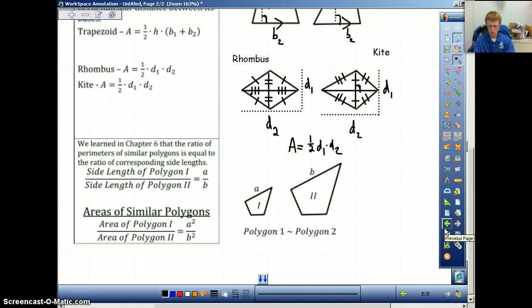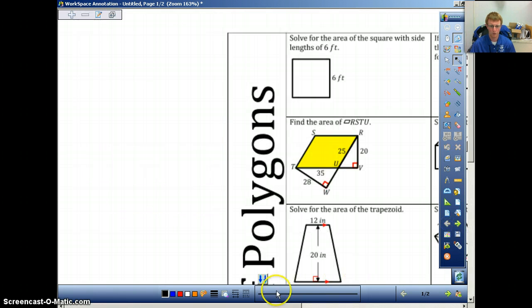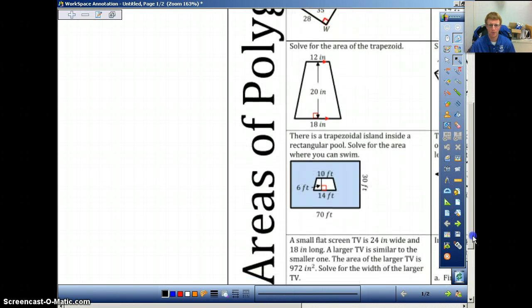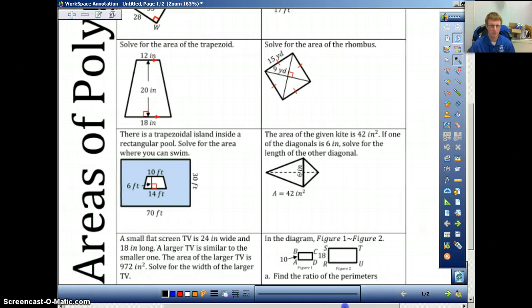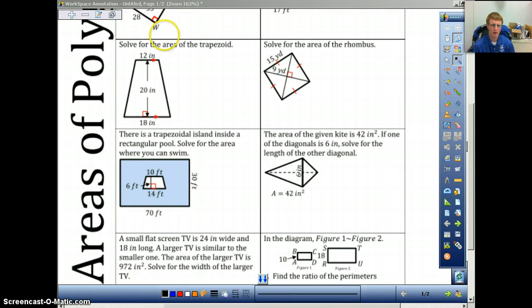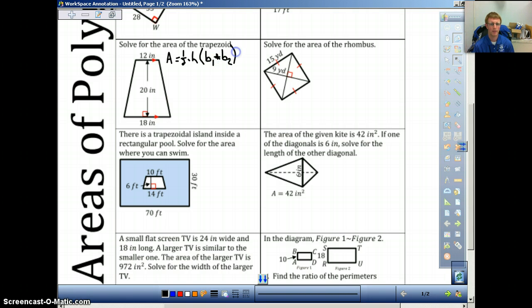Obviously we can get multiple types of problems here, and we want to make sure that we can work through these with a reasonable amount of ease, but there are going to be some challenging problems. This first one is a very straightforward problem because everything that you need is given to you. So we always start by saying, okay, this is a trapezoid, so we start by writing out the formula: 1/2 times the height times B1 plus B2. And then we just plug in what we know.